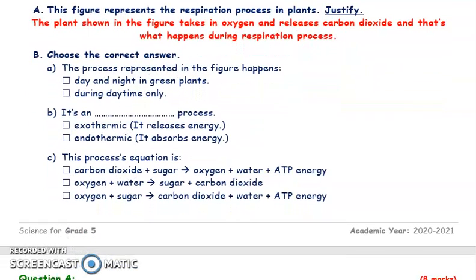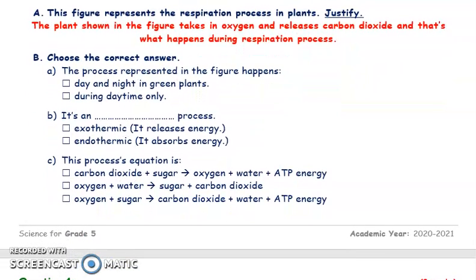Choose the correct answer. The process represented: respiration happens day and night in green plants, or during daytime only? Respiration, in other words, is breathing. All living things on earth breathe day and night, so plants do not stop breathing. The respiration process does not stop. Is it an exothermic process or an endothermic process? Exothermic, it releases energy. Endothermic, it absorbs energy.